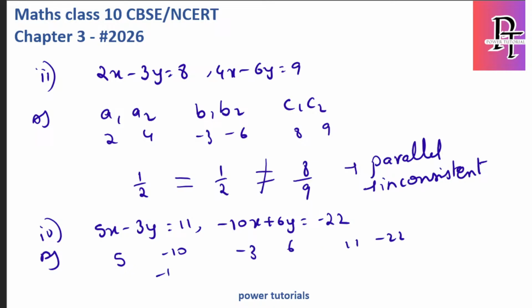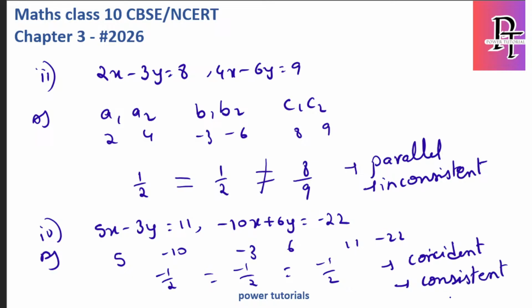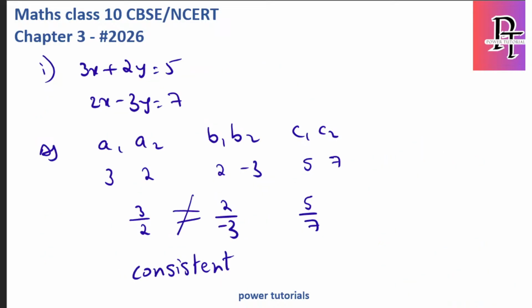5 by minus 10 is minus 1 by 2. Minus 3 by 6 is minus 1 by 2. 11 by minus 22 is also minus 1 by 2. So all three are equal. If all three are equal, I told you the lines are coincident. Coincident lines are also considered consistent. You can also call it dependent. Dependent means coincident lines are also called dependent. Okay, let's see another homework question.